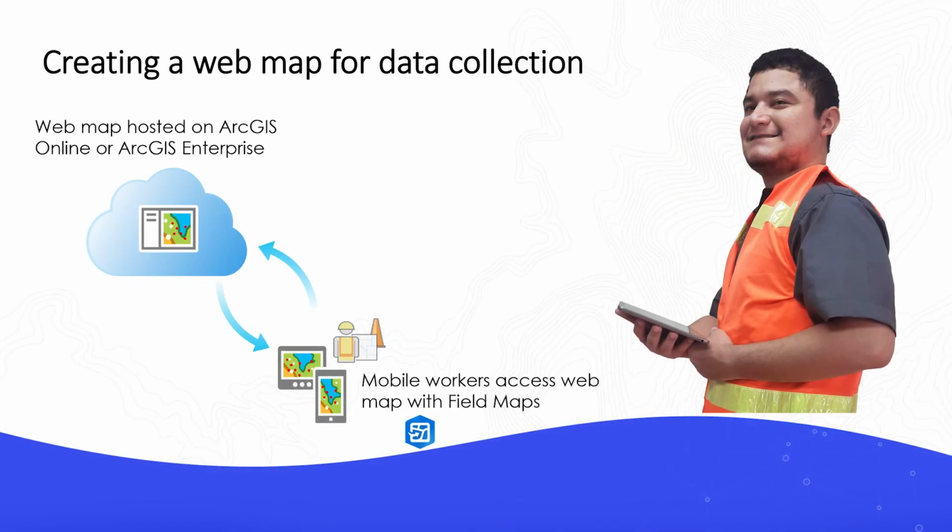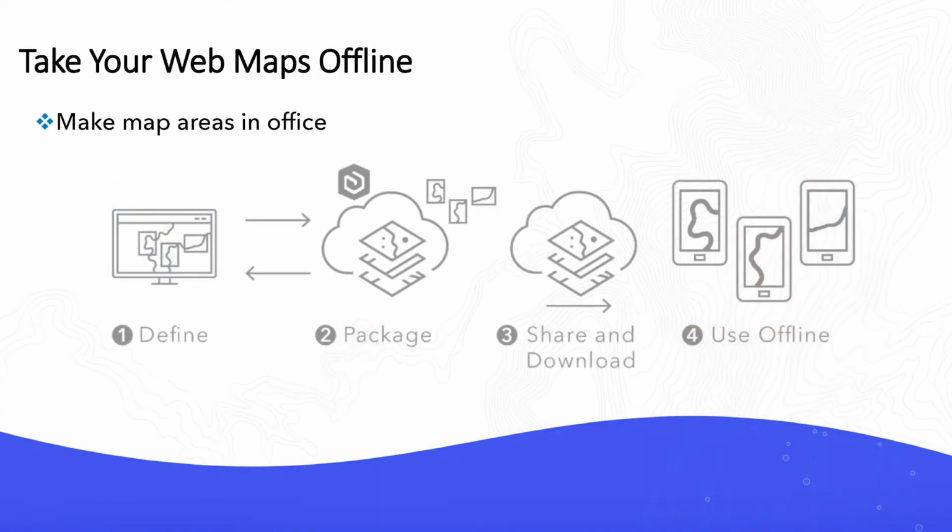Note again that once a web map has been created for the purpose of data collection, the ArcGIS portal then supports field workers accessing these maps through mobile devices such as smartphones and tablets. Using the ArcGIS Field Maps web application, you can create offline map areas for use by your field workers. This process would involve defining your offline area of interest, packaging that area, sharing the area, and downloading the packaged area onto a mobile device for use offline.